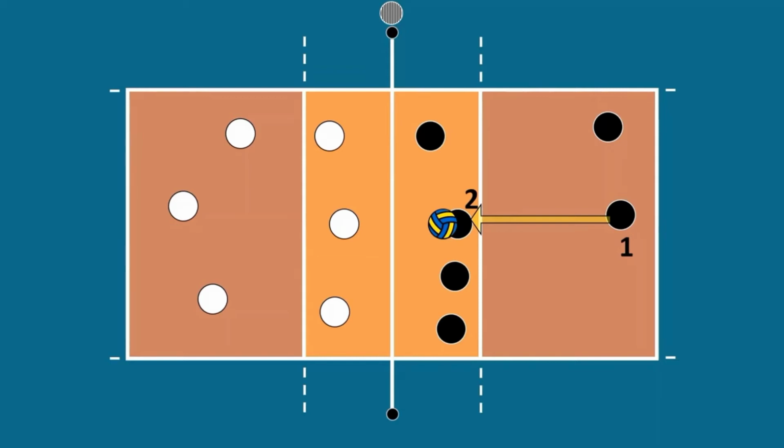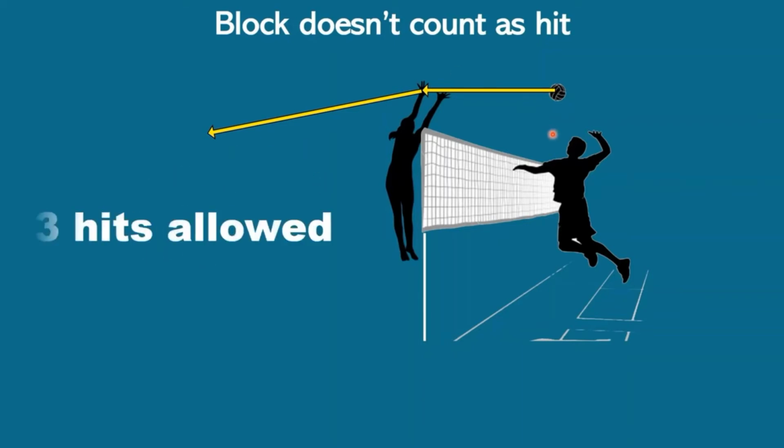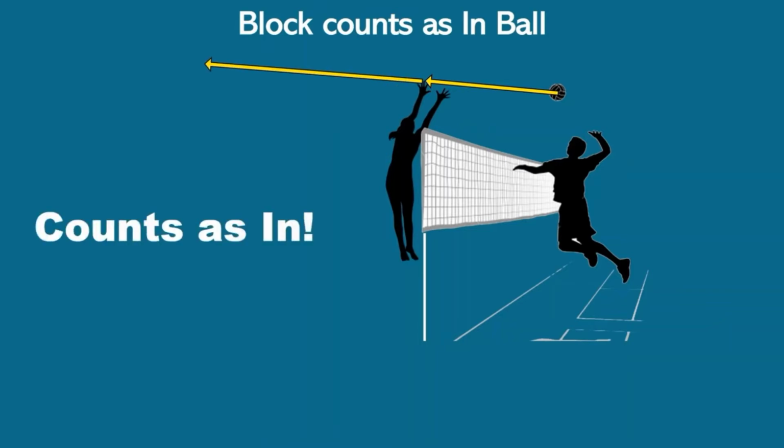Now, one thing that you need to keep in mind is that a block doesn't count as a hit. So a team is allowed to have 3 hits to pass the ball, but the block doesn't count. So in this case, let's say it hit the blocker's hand and it goes to the team, they would still have 1, 2, and 3 hits to get the ball back. The con is if the ball hits the blocker, then it is counted as in. So let's say the ball was going way out, but hit the blocker, then it would be counted as in. So you would lose a point. So the blocker needs to be careful as well.